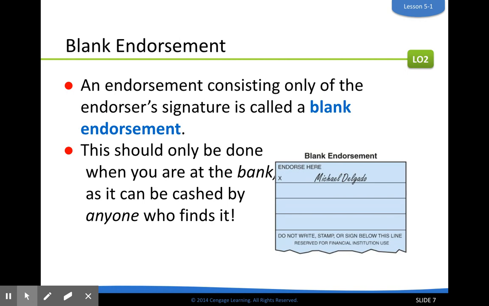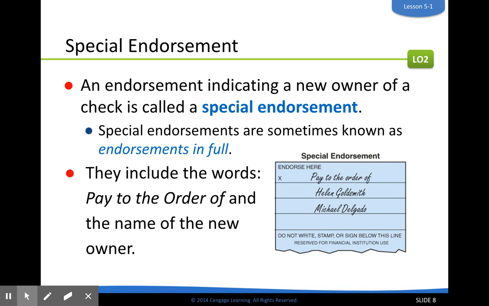Because if you sign that check and the name on the front matches the signature on the back, that check is as good as cash to anyone who finds it. So wait until the very last second to sign it, until you're in line at the bank, and you can hand it over and get the cash. A blank endorsement is the most common, something most of us have all done. Next is a special endorsement.